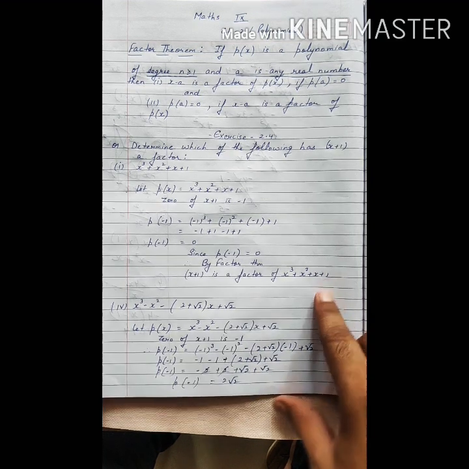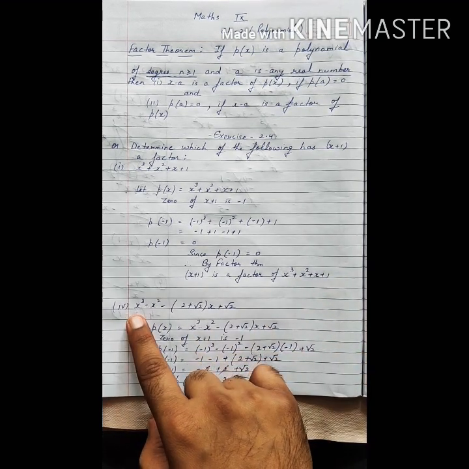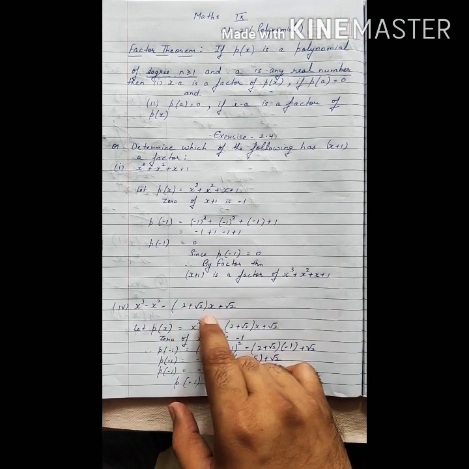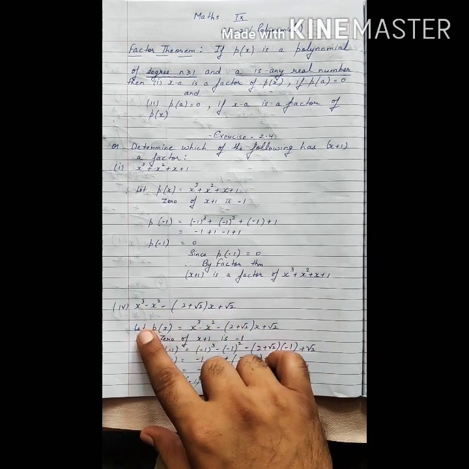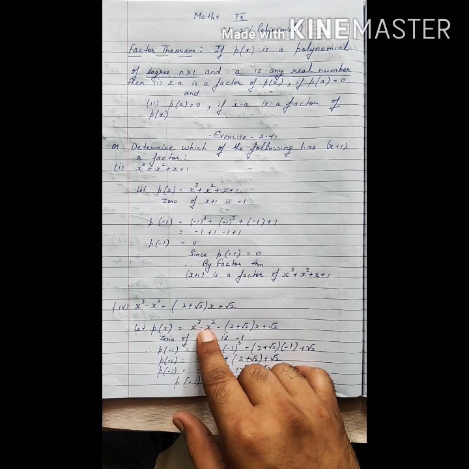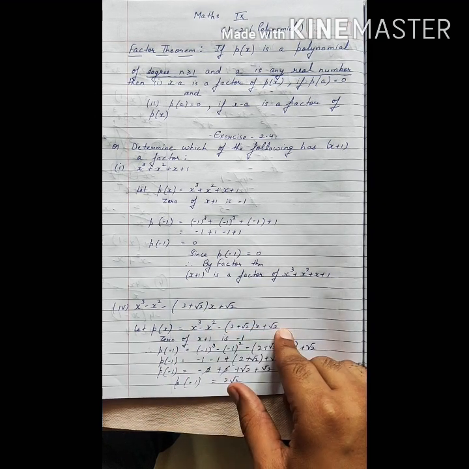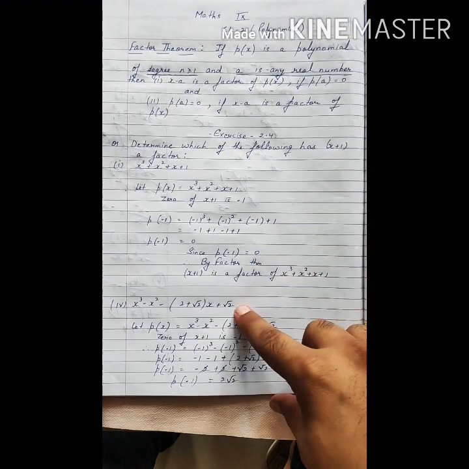So similarly we can discuss one more example. Like see the fourth part. We are given one polynomial x cube minus x square minus bracket 2 plus root 2 into x plus root 2. So we are taking this polynomial, we are giving the name of this polynomial as p(x). p(x) is equal to x cube minus x square minus (2 plus root 2) into x plus root 2. So they are asking x plus 1 is a factor of this polynomial.